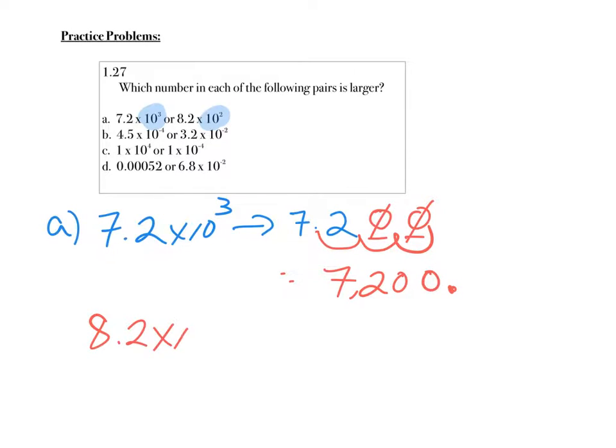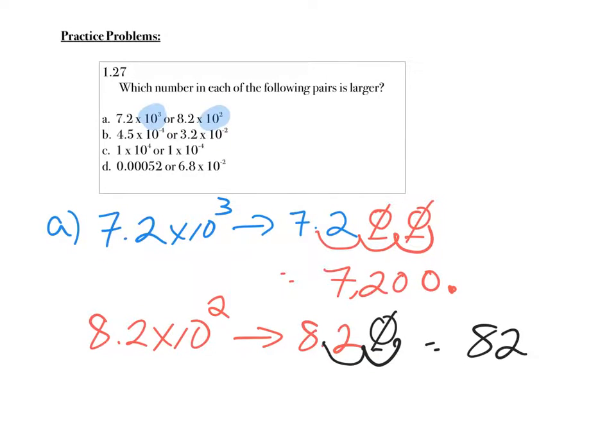8.2 times 10 to the second is going to be 8.2. I'm going to move the decimal place 2 times. 1, 2. We've got 1 empty space right there, so we get a 0, and that's 820. Now when you're comparing those two numbers, you see 7,200 versus 820, and the obvious answer is 7,200.